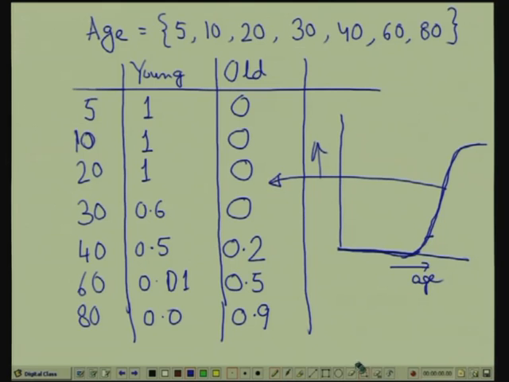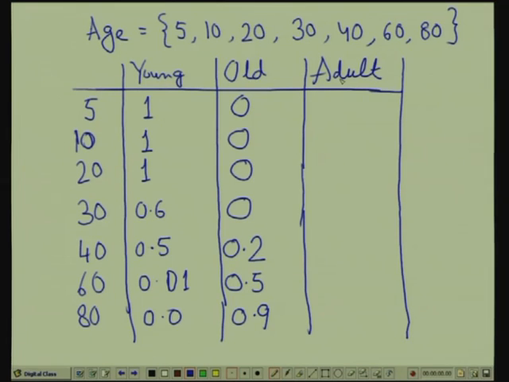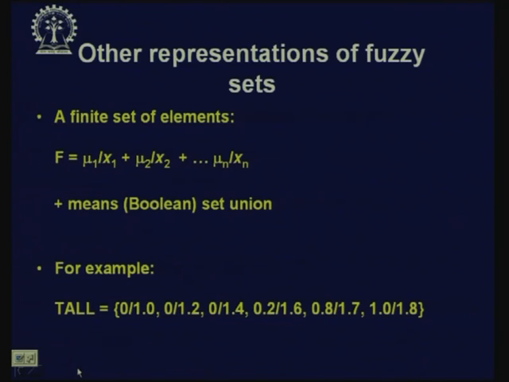Now, I leave over here to you to similarly fill up another set, which I will not do here, and that will help you in understanding. Say adult, you want to define a fuzzy set adult, just put in the membership values here, all right, and that will define your notion of adult. So, in that way, this is one way fuzzy sets can be represented in a computer.